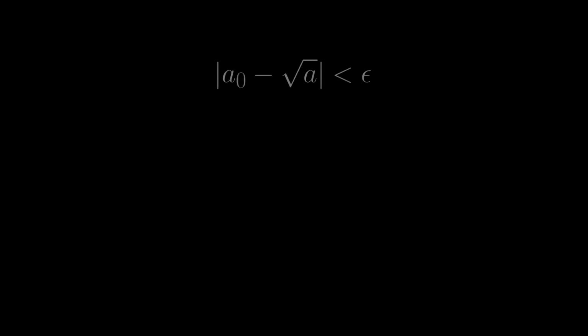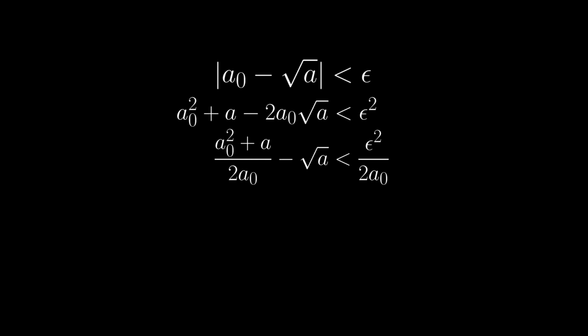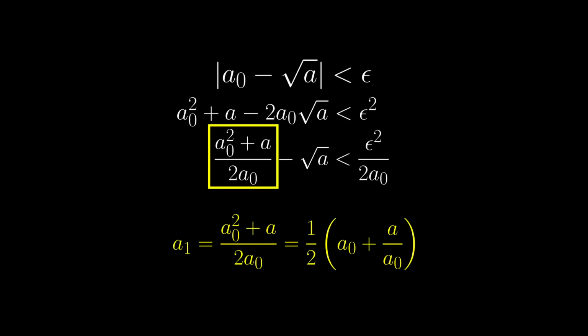Let's say the distance between a0 and square root of a is less than some error bound epsilon. Square the inequality, then divide it by 2a0, and we claim that the boxed expression is a better estimate than a0, so we write it as a1.